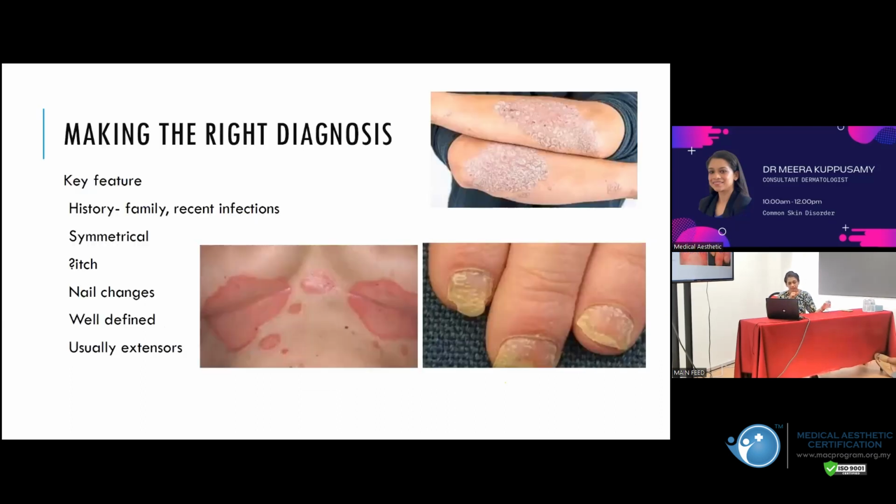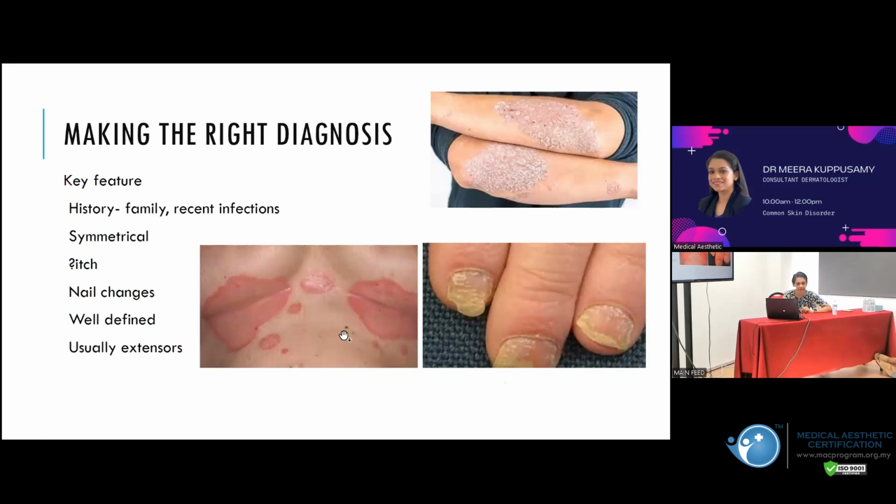Another one that is common for me is psoriasis. Okay, in GPs, I think it's not so common. So the patient will generally come with plaques on the elbows, knees. This is the general one, and the scalp.